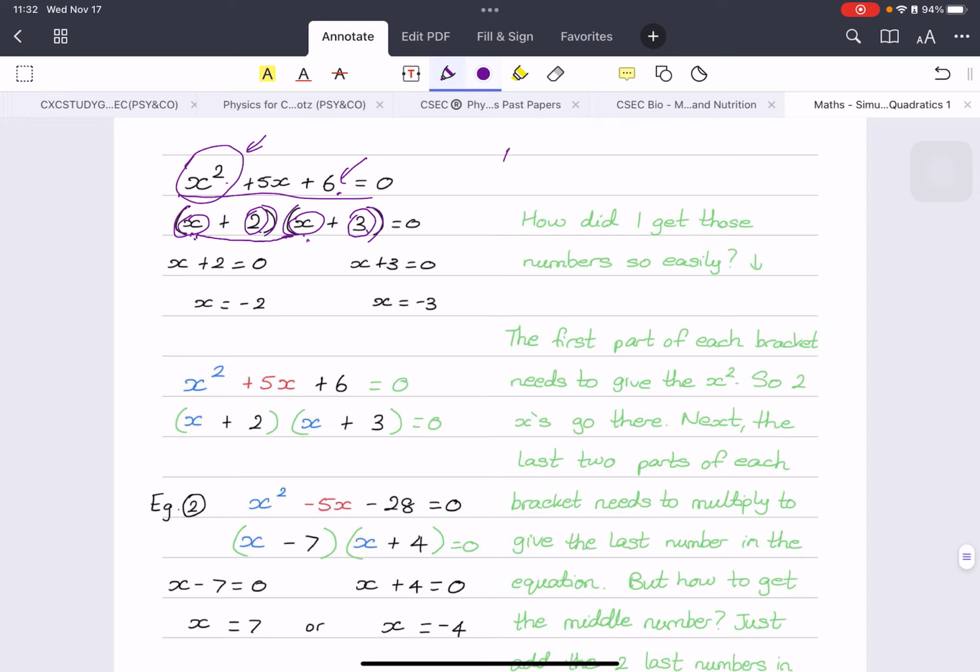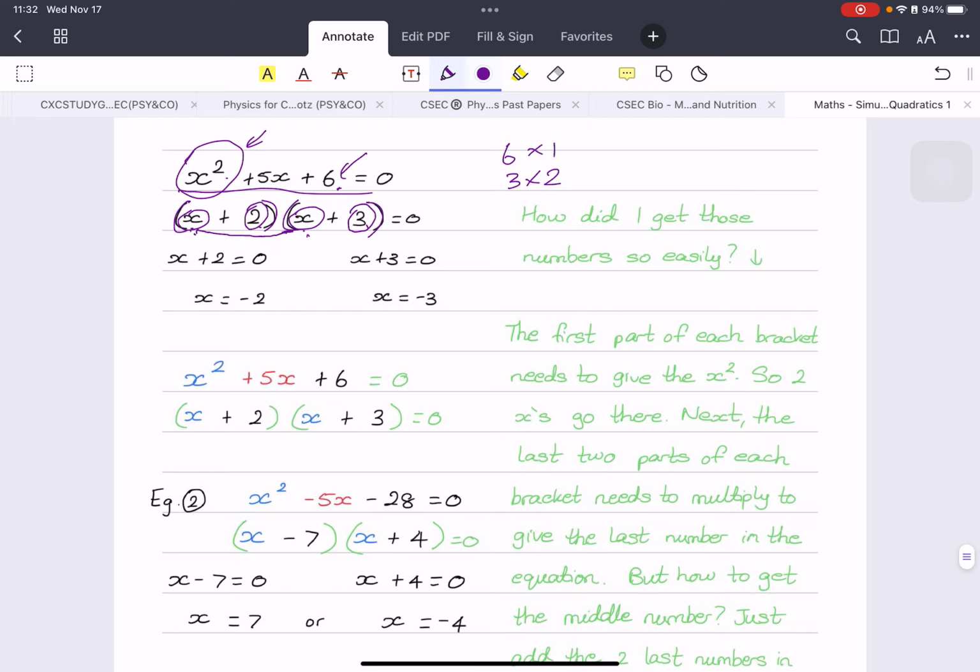Well, we can have 6 by 1 equals 6. We could have 3 by 2, that also equals 6. Or remember our rule, negative 6 by negative 1 could equal 6. Or negative 3 by negative 2 will equal 6 as well. But which one of these is correct? Only one of them is correct. Well, it depends on this middle number. So the numbers that we choose that multiply to become 6 also need to add, and when we add them, they become 5.